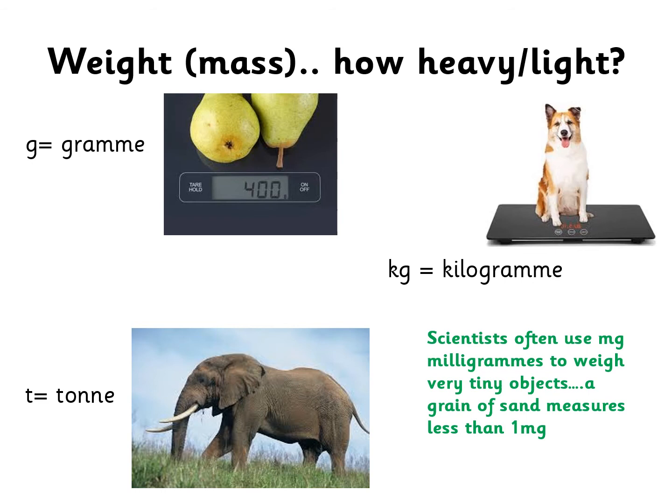What do you think that dog weighs on the weighing scales? The average dog of that size weighs between 25 and 30 kilograms. Kilograms are used to measure something larger. We often use kilograms to weigh food as well when there's more than one or two objects.